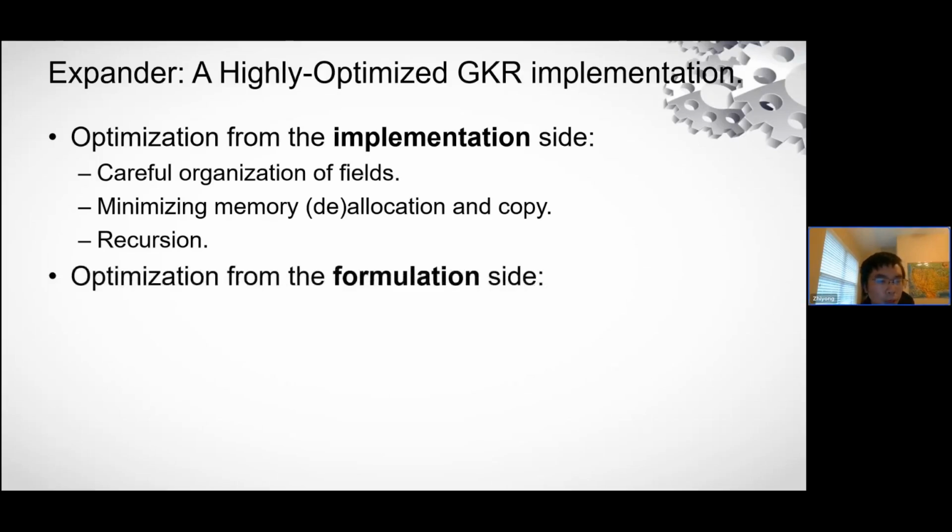Beyond that, we also have several optimizations from the formulation side, which means we change the sumcheck equation a little bit in order to improve both the prover and the verifier. We first change the formulation for the addition gate a little bit to allow an arbitrary number of inputs instead of just 2.